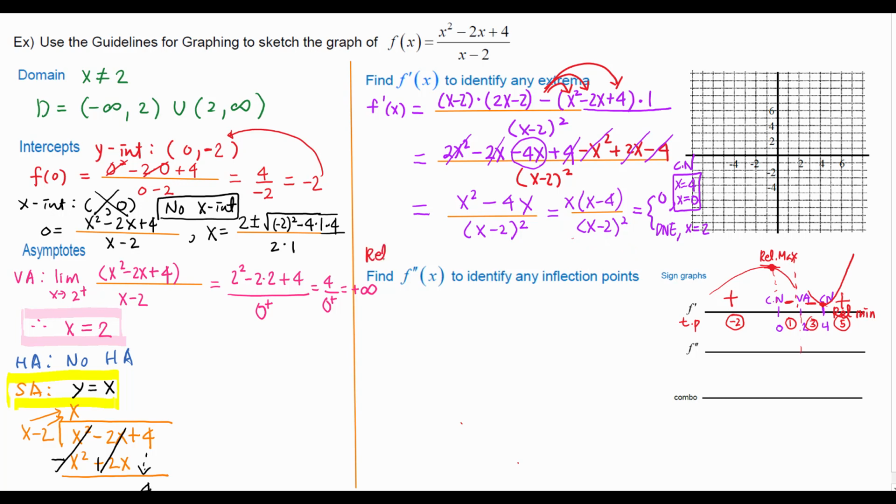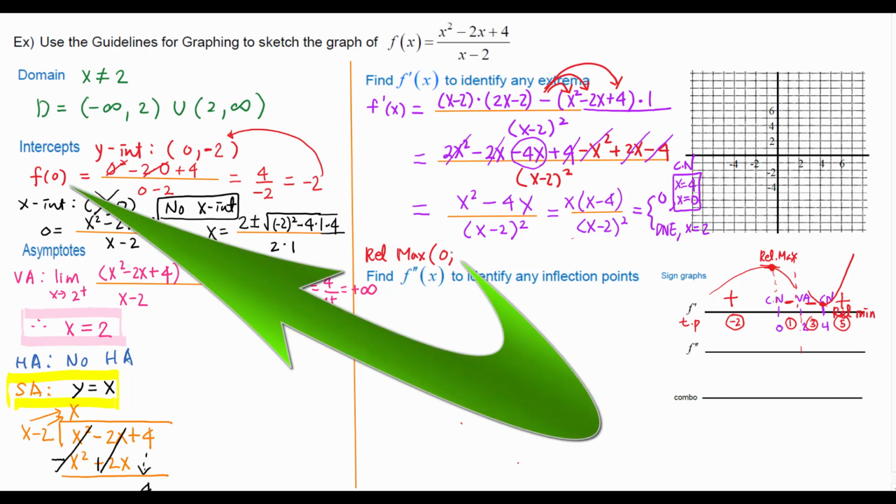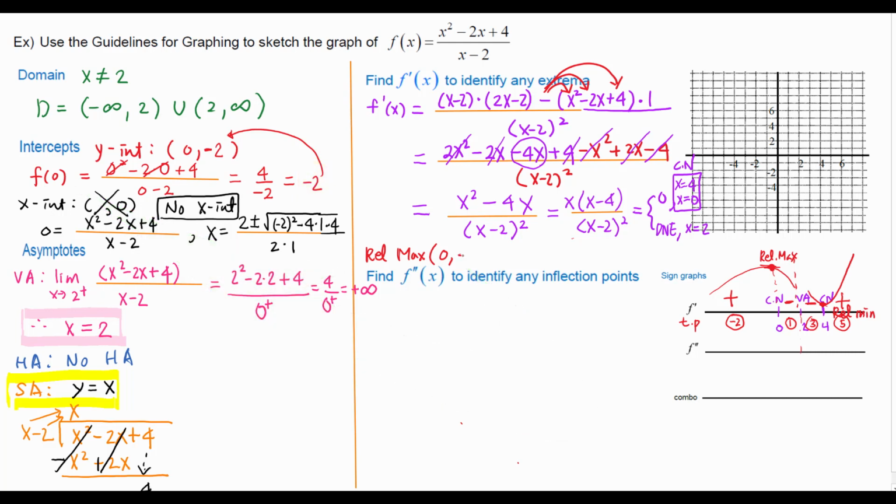My relative max is 0, comma, f of 0, and f of 0, we already found it. Remember, that's your y-intercept. This function, when x equals 0, y was 2. So I know my relative max is 0, comma, negative 2.